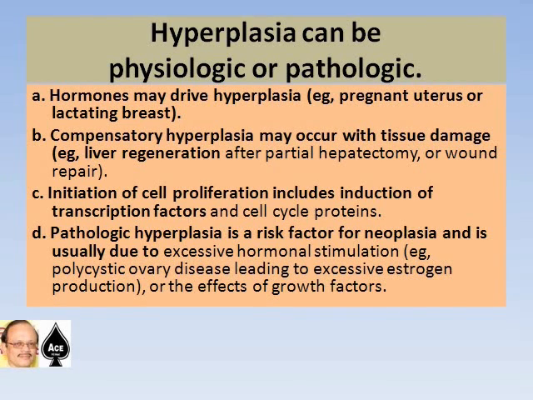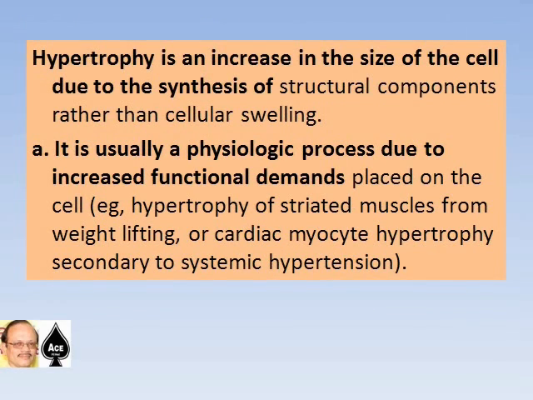Initiation of cell proliferation includes induction of transcription factors and cell cycle proteins. Pathologic hyperplasia is a risk factor for neoplasia and is usually due to excessive hormonal stimulation, like polycystic ovary disease leading to excessive estrogen production, or the effects of growth factors.